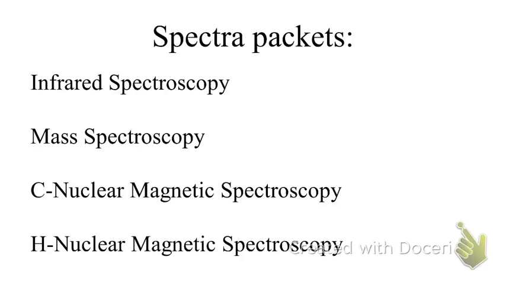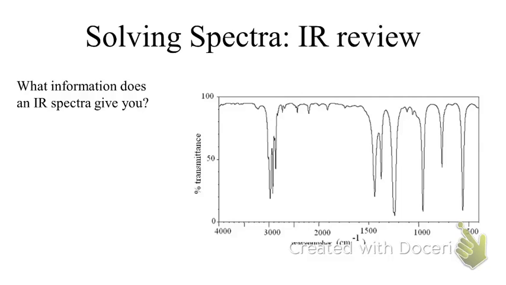So, when solving spectroscopy, we ultimately have 4 different types of spectroscopy that we're going to be dealing with. IR spectroscopy, mass spec, carbon NMR, HNMR. I've got them ordered here how I would go through and solve and attempt to complete these assignments. That is entirely up to you how you want to go through and break it down. Okay? So we'll go through each of these individually.